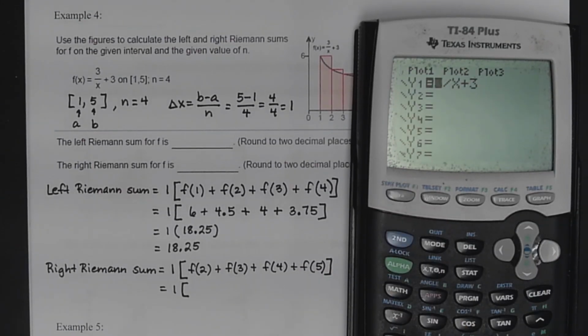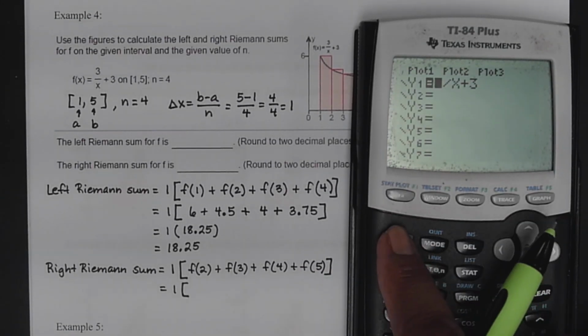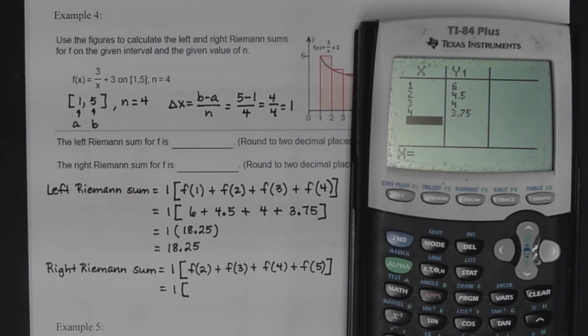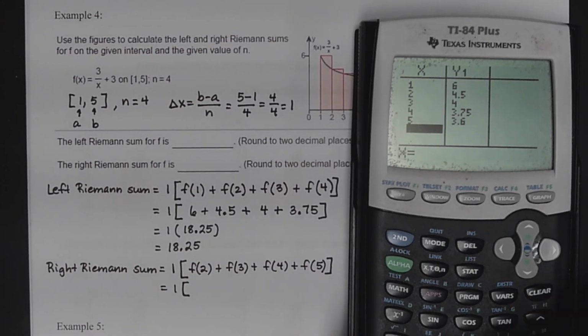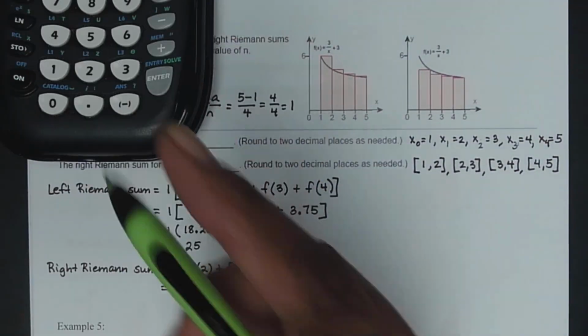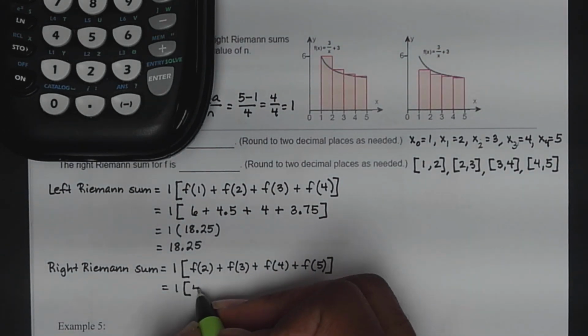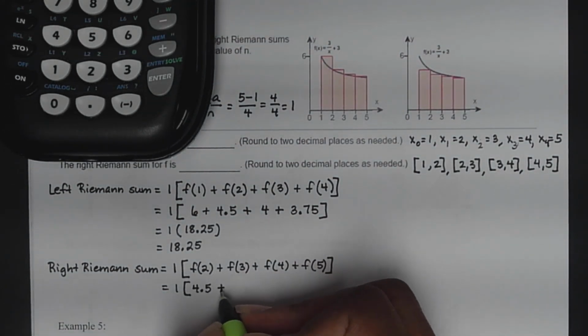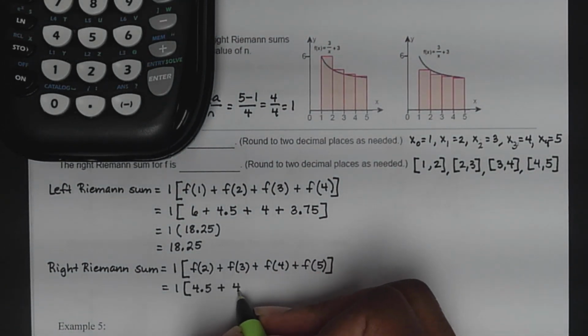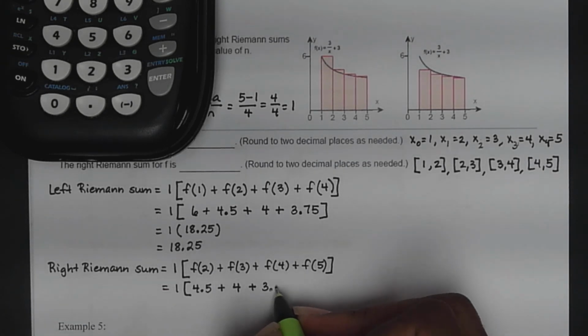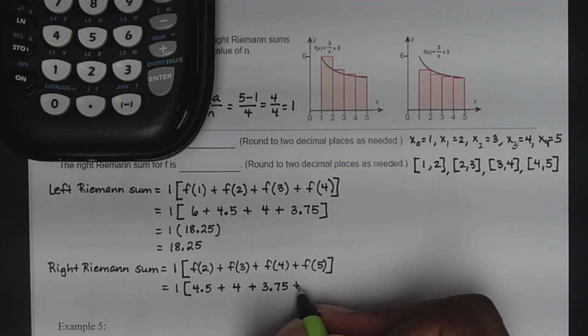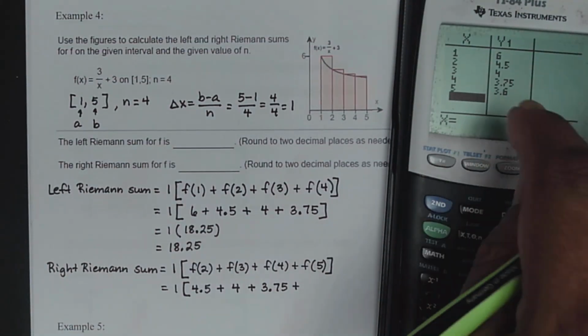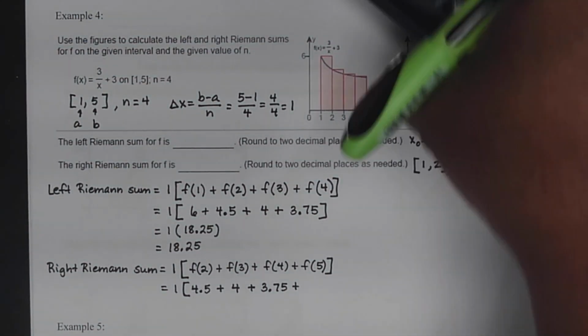Let's go to y equals. That equation's already there, so second table. And I've already got the 1, 2, 3, and the 4. Let's do 5. So for x equals 5, it'll be 3.6. So I know what f of 2 is. That's the 4.5. Plus f of 3, which is 4. Plus f of 4, that's 3.75. Plus f of 5 is 3.6.